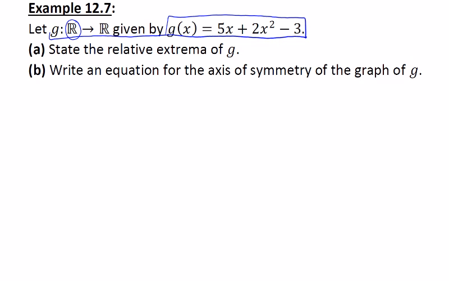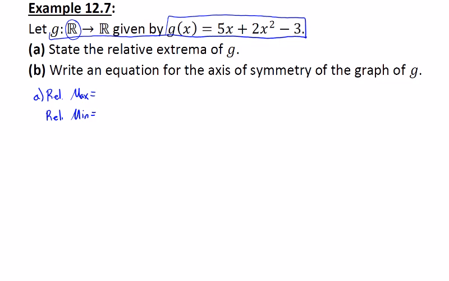So when I think relative extrema, I think of two possibilities. There's either going to be a relative maximum or there's going to be a relative minimum. And when we're talking about a quadratic function, we know there's only one of the two that can take place. There is either a relative max or a relative min. We cannot have both. So I need to decide which one of the two I'm going to have.